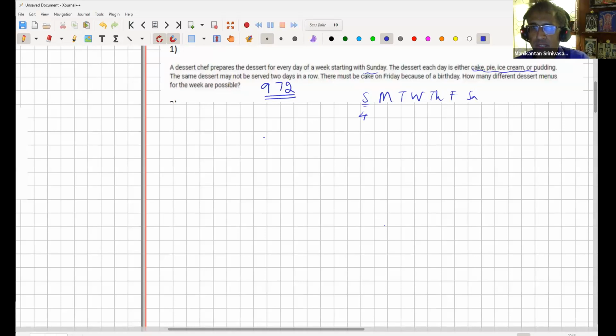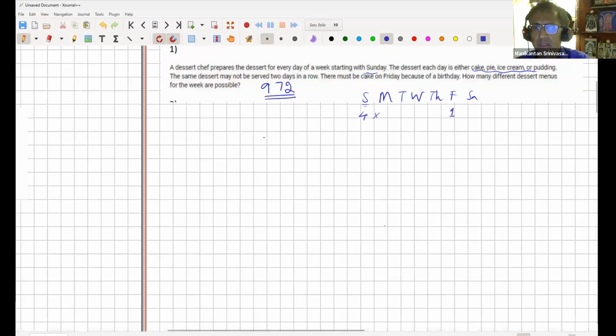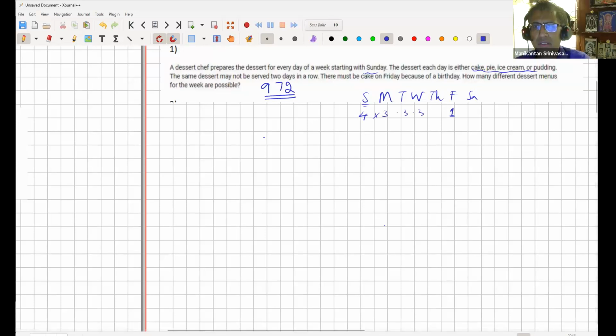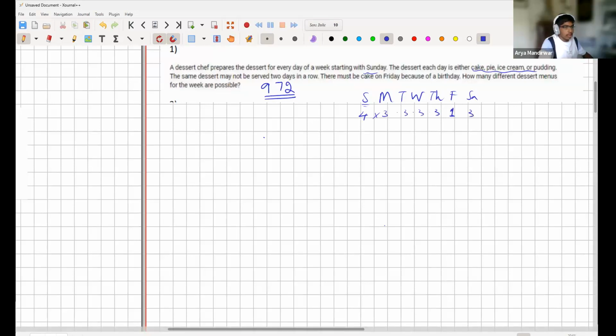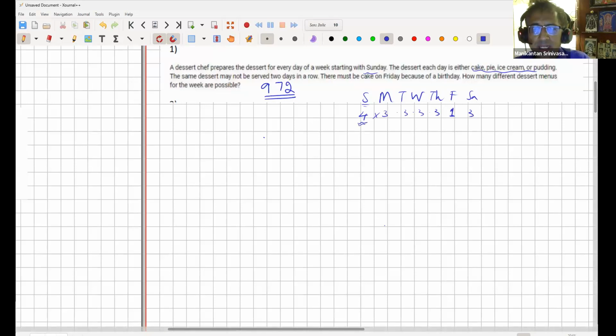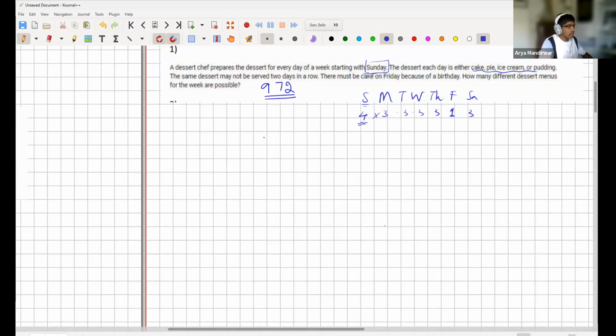Cake, pie, ice cream, pudding. And then on Friday, there's only 1 because it has to be cake. And then all the other days, there's 3 choices because it can't be the one on the previous day. 3, 3, 3. But why would the first day be any special? Oh, starting with Sunday. Okay.